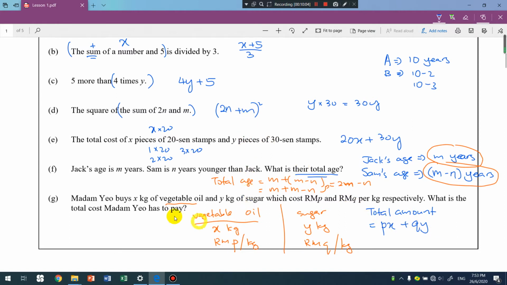Since this is Rm, it's better I write the units Rm, then put a parenthesis here. So this is the way we represent the given situation by using an algebraic expression. Okay, let's proceed to the next part.